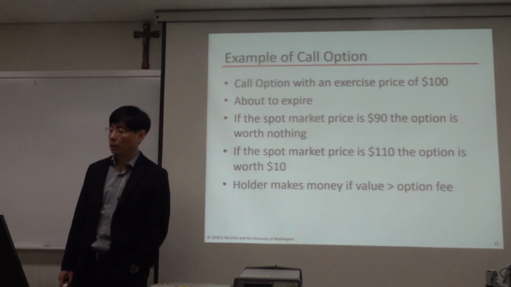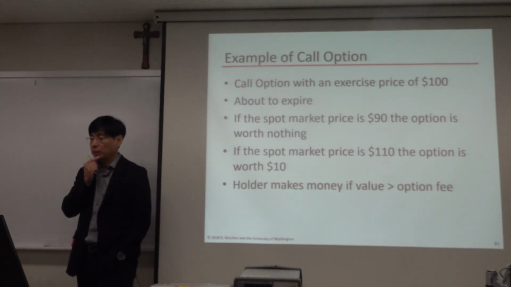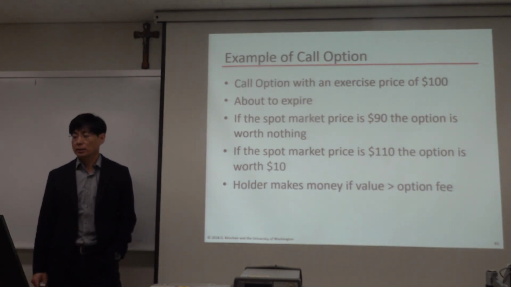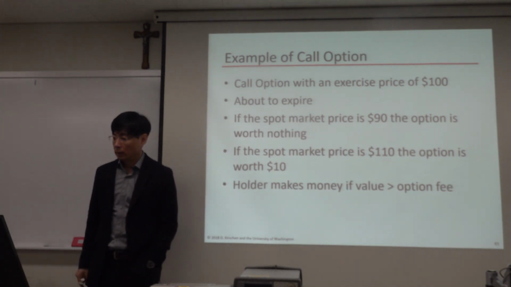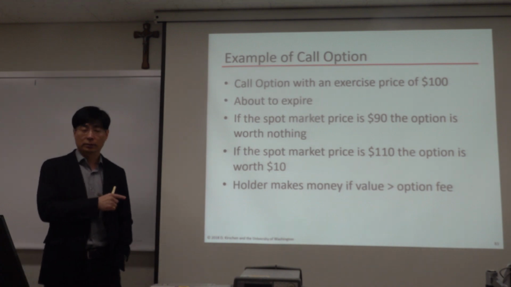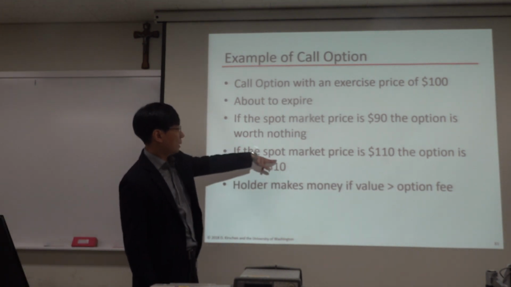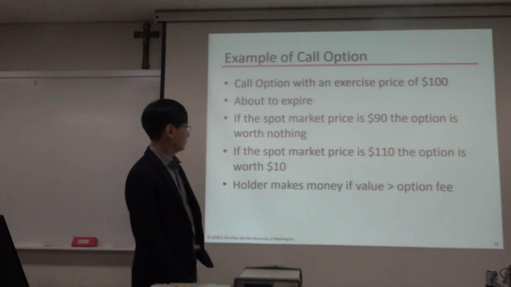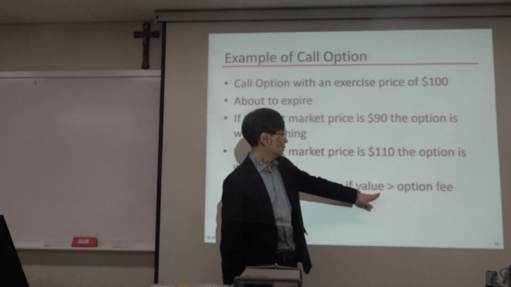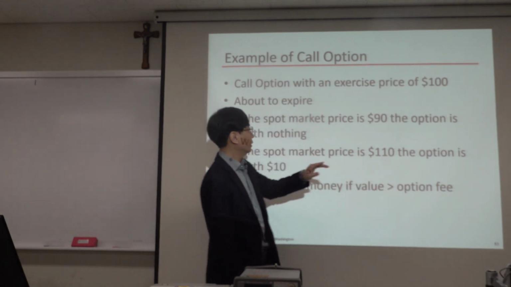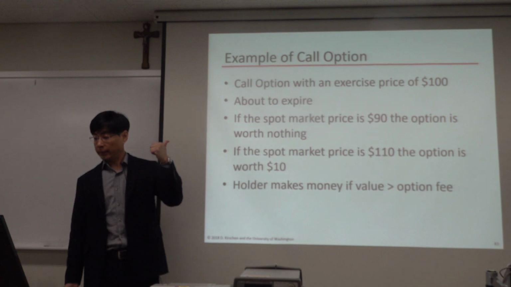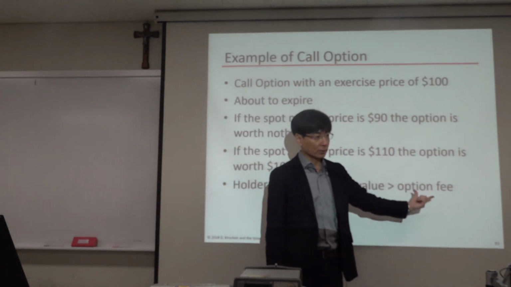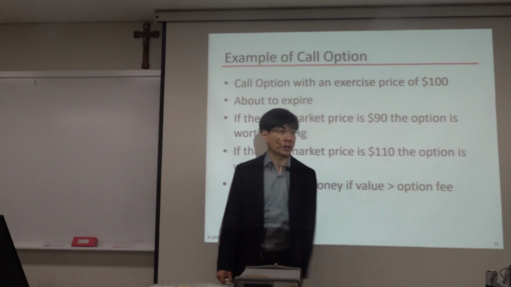So this is an example of call option. A call option with an exercise price of $100 is about to expire. If the spot market price is $90, then this option is worth nothing. You should not exercise it. But if the spot price is higher than the exercise price, then you need to exercise it. And the holder makes money if the spot market price minus exercise price is greater than your option fee. Anyway, you need to consider this option fee.